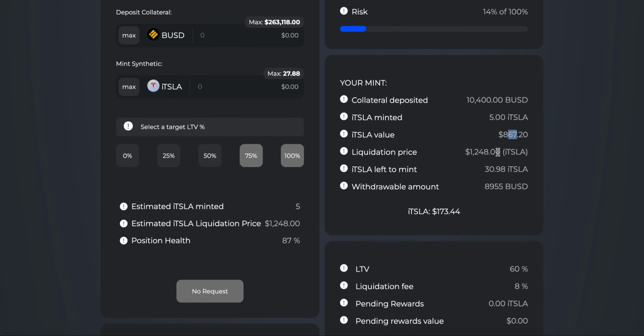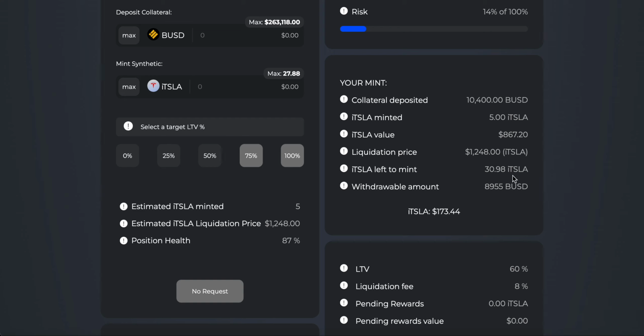This is the expected liquidation price, because if the Tesla stock goes up, so it's 173, if it keeps going up, my LTV also goes up, because my collateral remains constant. I have 10,400 in the contract, but the dollar amount of my 5 synthetic Tesla stocks keeps going up, so eventually I'm going to get liquidated, or I have to burn some Tesla stocks, or I have to put more collateral. But you see, 173 to 1,200 is a big room, so I'm comfortable with this amount. You want to keep this difference as large as possible.